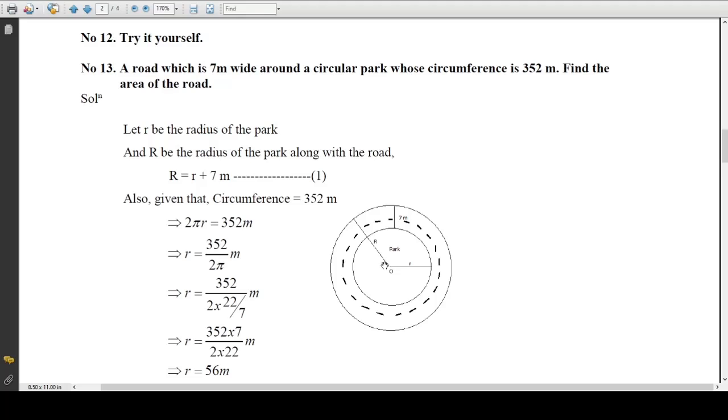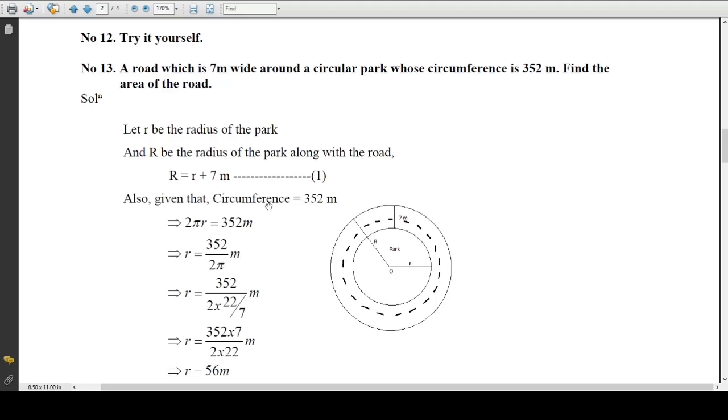This is the same problem as the previous one that we have solved. The width of the road is also the difference between the outer and the inner radius. The outer radius minus inner radius should give us the width of the road circling this park. Or capital R will be small r plus the width of the road. Capital R will be small r plus 7 meter. You mark this as equation 1.